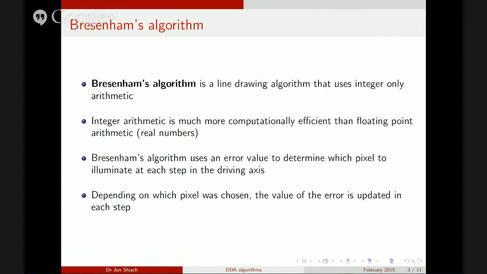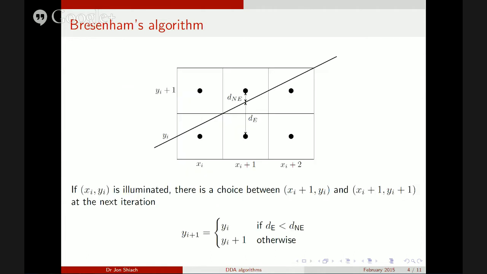Depending on which pixel we choose, we update the error. Okay, so if I show you via the diagram on the top of page 56, what we have here is a very, very simple 6 pixel raster array. Let's assume that this pixel here has been illuminated. It sort of makes sense.